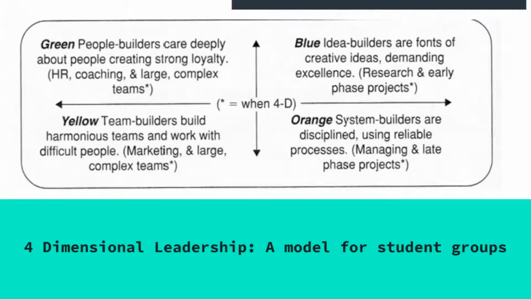So this is a little example of a 4-dimensional leadership, and I use this as the model then for student groups. So I try and balance it between each of those colors. And in a science class, especially an elective science class, the green and the yellow are harder to come by, but they're absolutely essential in each group.